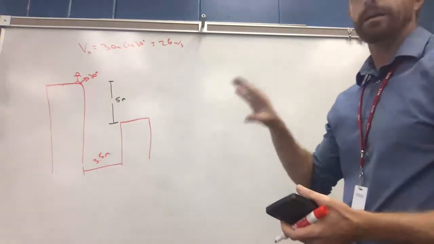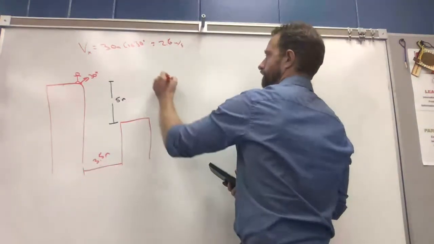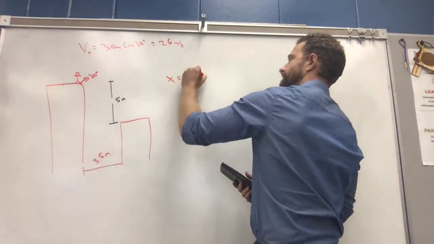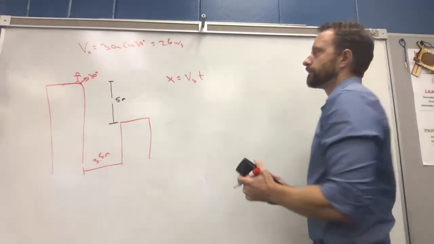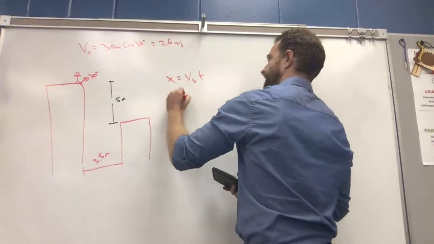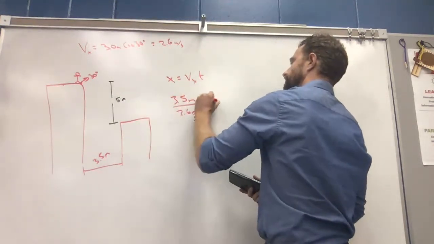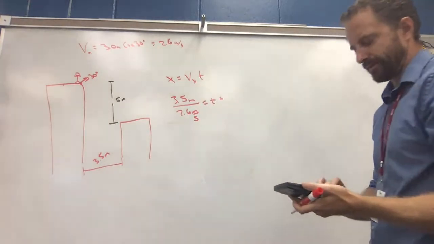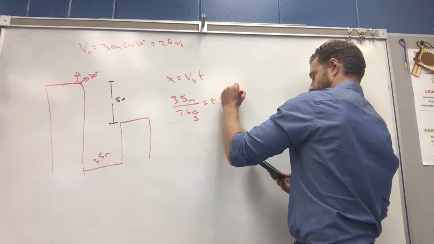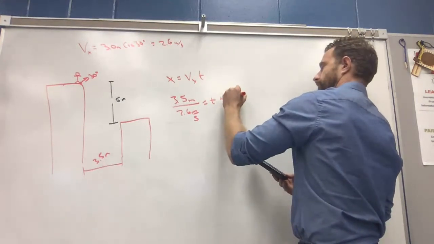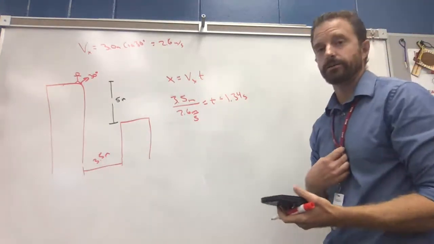That is x velocity, and x velocities in projectile problems are constant, right? So we can say x equals our velocity in the x times time. We don't have any acceleration in the x. So we can say 3.5 meters divided by 2.6 meters per second equals our time. So 3.5 divided by 2.6 is going to give us 1.34 seconds.